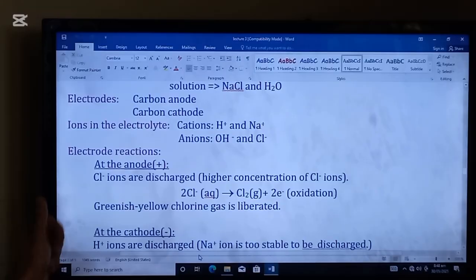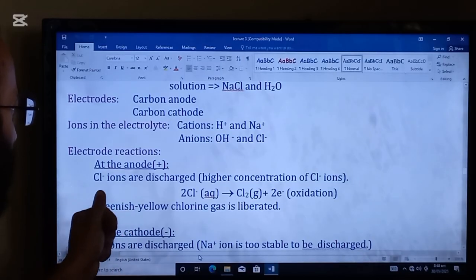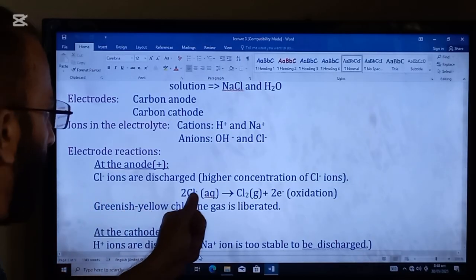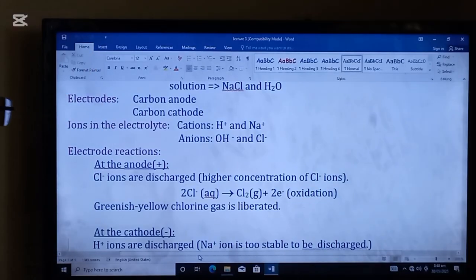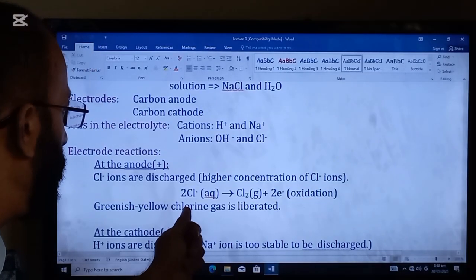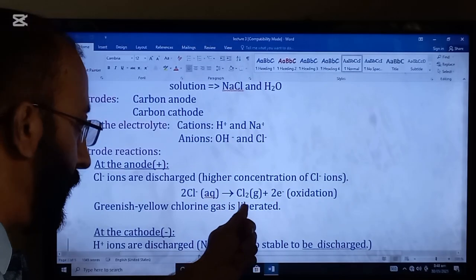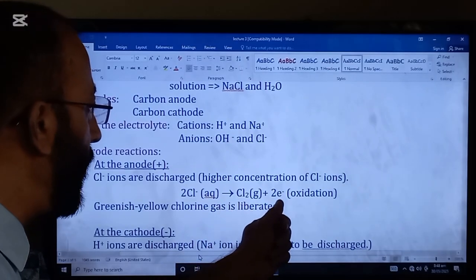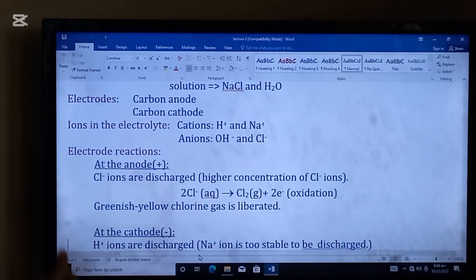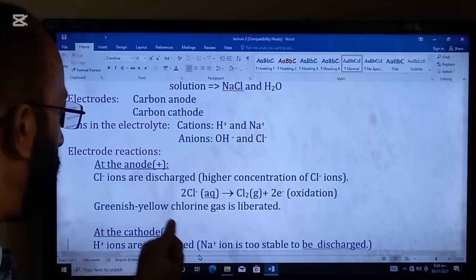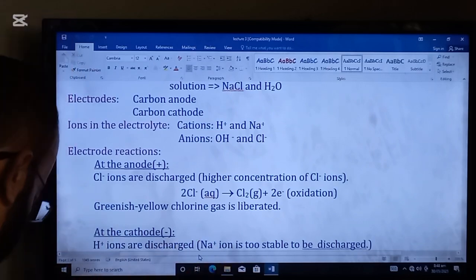Electrode reaction at the anode. Chloride ions are discharged because of the higher concentration of the Cl negative ions. And the equation is 2Cl negative forms Cl2 plus 2 electrons. This is an oxidation process. Greenish yellow chlorine gas is liberated.